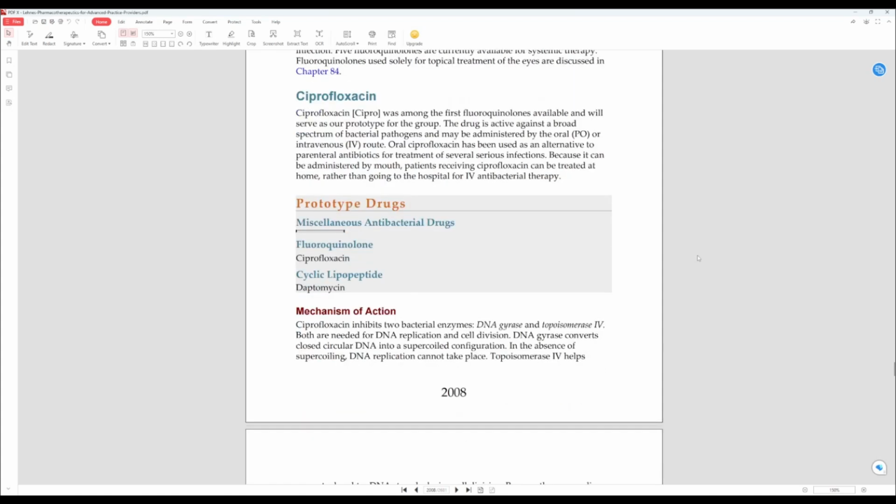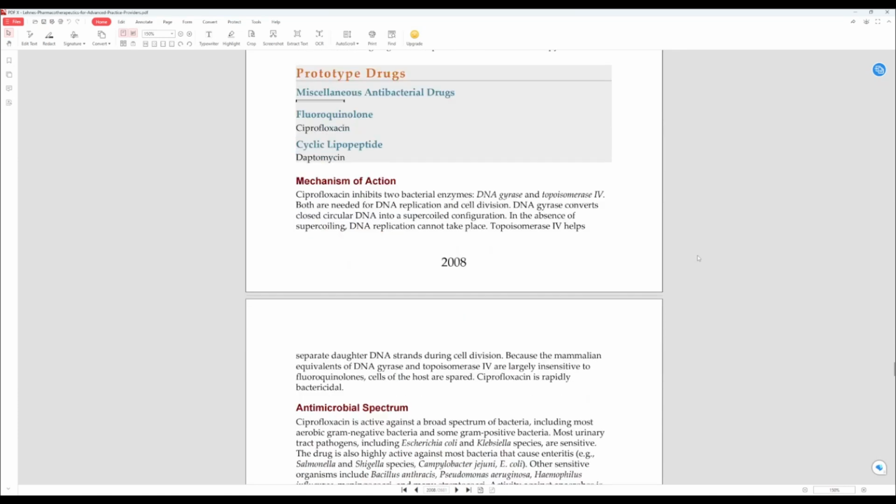Ciprofloxacin, also known as Cipro, was among the first fluoroquinolones available and will serve as the prototype for the group. The drug is active against a broad spectrum of bacterial pathogens and may be administered by the oral (PO) or intravenous (IV) route. Oral ciprofloxacin has been used as an alternative to parenteral antibiotics for treatment of several serious infections. Because it can be administered by mouth, patients receiving ciprofloxacin can be treated at home rather than having to go to the hospital for IV antibacterial therapy.